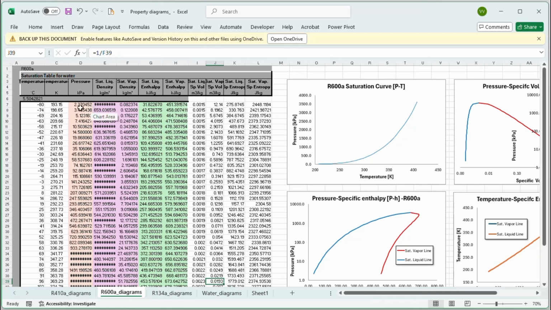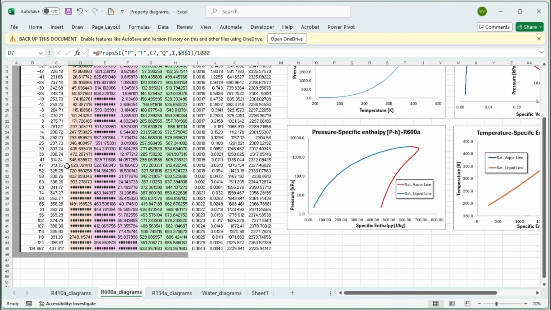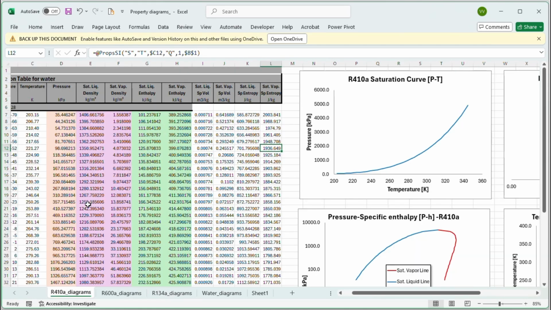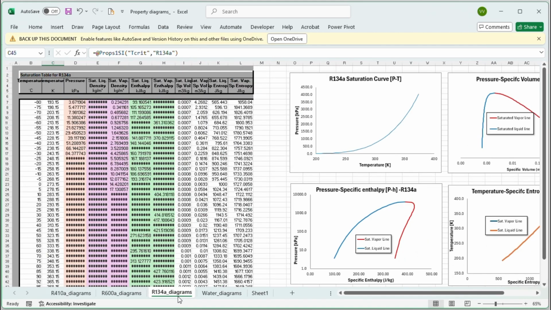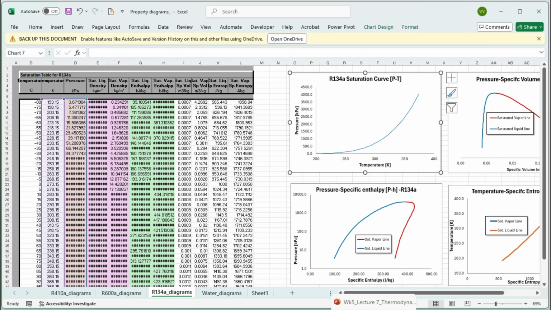Same thing for R600A. I've changed the temperatures from -80 to almost 134 for another refrigerant. So typically R134A is a refrigerant found in refrigerators. Same with R600A. R410A is a refrigerant found in air conditioners. Okay, so that's how you calculate the saturation curves.